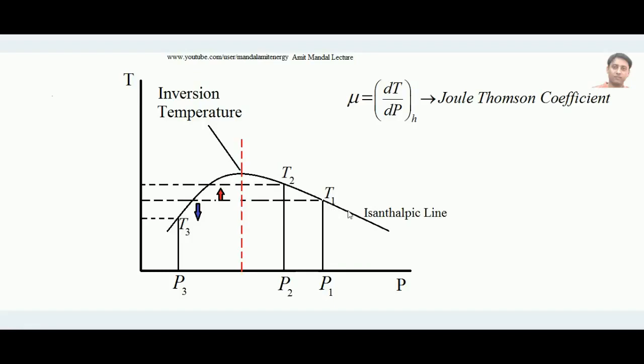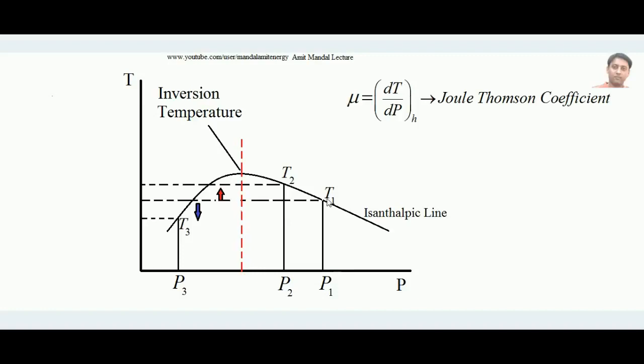Now suppose the gas is initially at pressure P1. You can see this line goes like this, having a negative slope initially, and then ultimately reaches a maximum. Then again the slope of this line changes to a positive value: negative slope and then positive slope. This is the curve which was obtained by the scientist when the throttling of a real gas was carried out.